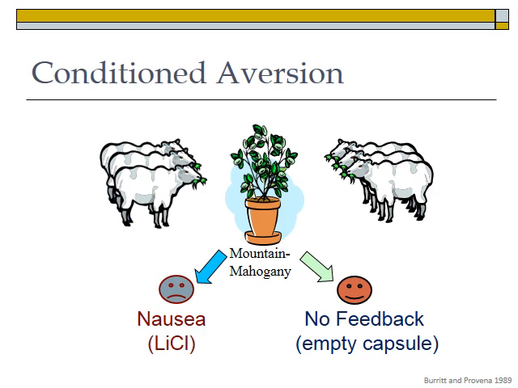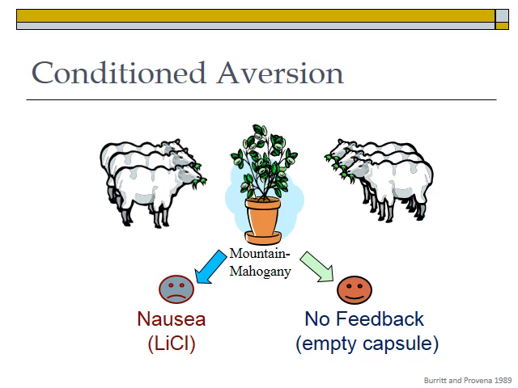So Beth Burritt, a friend of mine, and Fred Provenza did an experiment quite some time ago. This was at the beginning of us trying to understand diet selection. And Beth gave sheep potted mountain mahogany plants, and one group of the sheep, half of them, ate the mountain mahogany and got a lithium chloride capsule. Lithium chloride is a compound that has very few effects on the animal, but one thing we do know it does is it creates nausea.